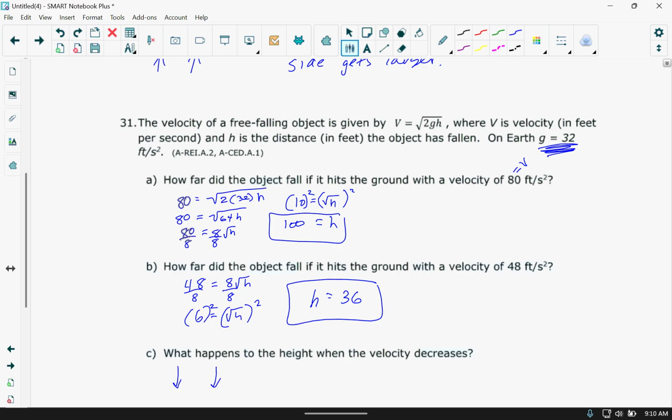So think of it as like the speed, kind of. As the speed goes down of this falling object, the reason why is because you're dropping it from a lower point. So the height decreases.